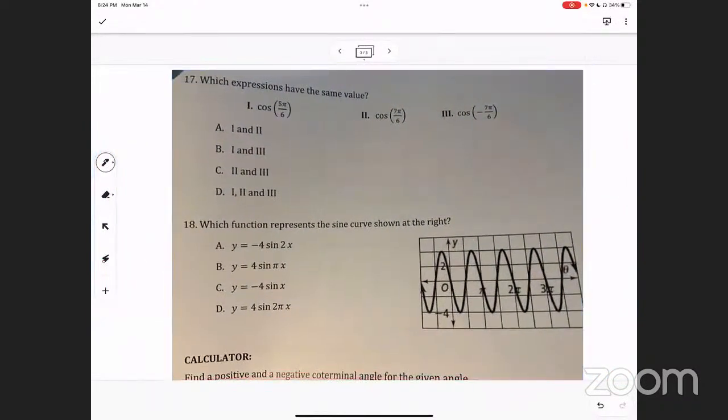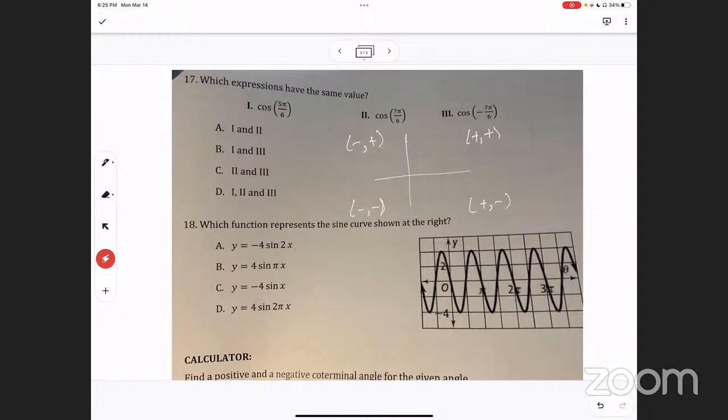Which expressions have the same value? Well, for cosine, here's how I think. Cosine is your x coordinate, right? So this quadrant is plus, this is minus, this is minus, and this is plus. So where are the cosines the same? In the first and the fourth quadrant is when they're the same.